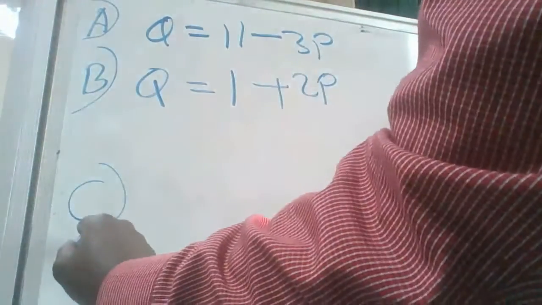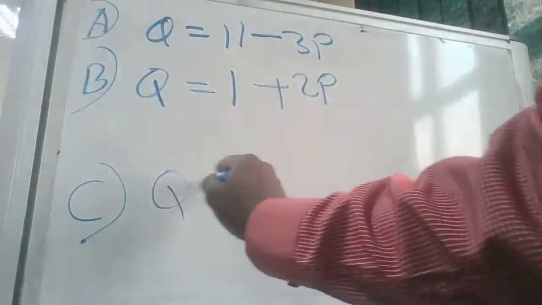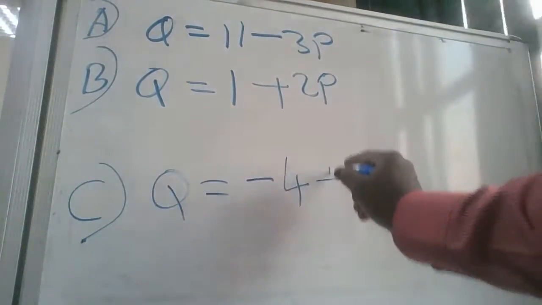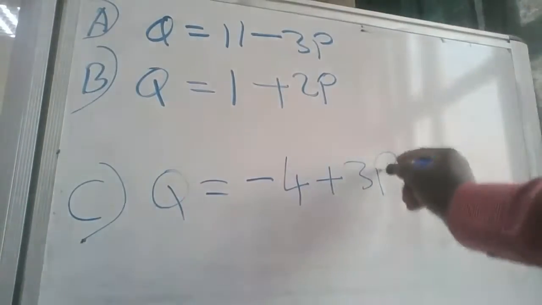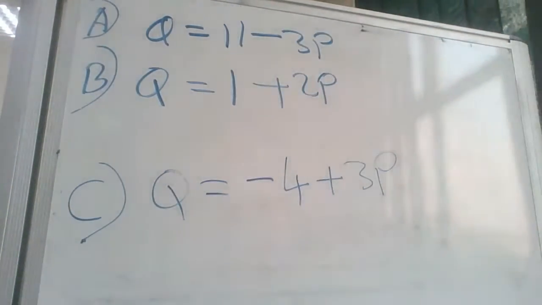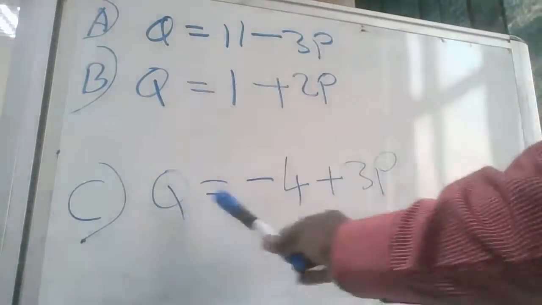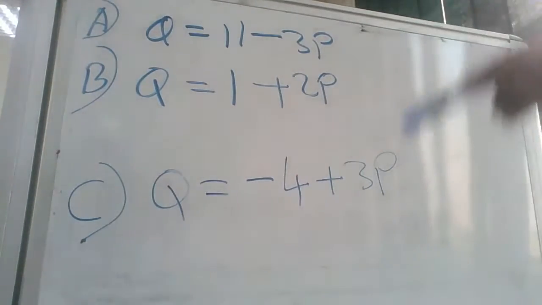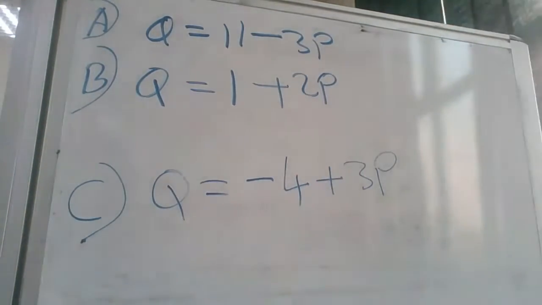Let's call it part C. If Q is equal to -4 plus 3P, is this a demand function or a supply function? Q is equal to -4 plus 3P. Is this a demand function or the supply function?